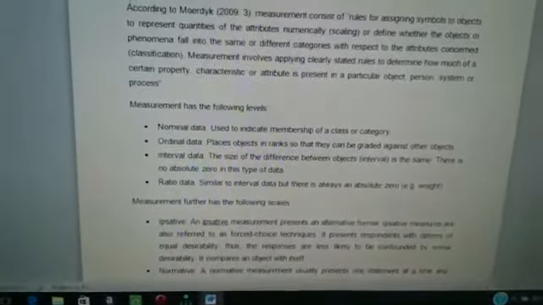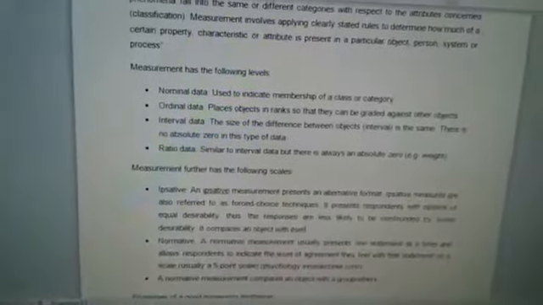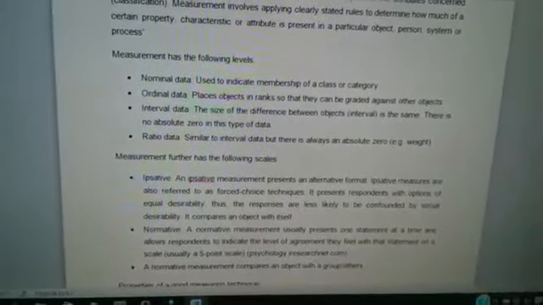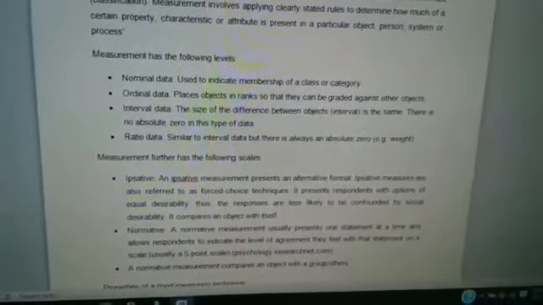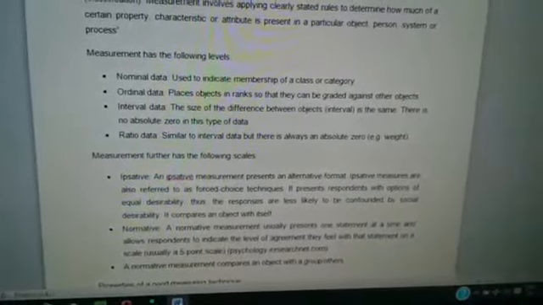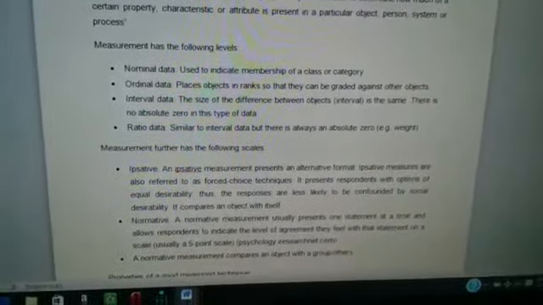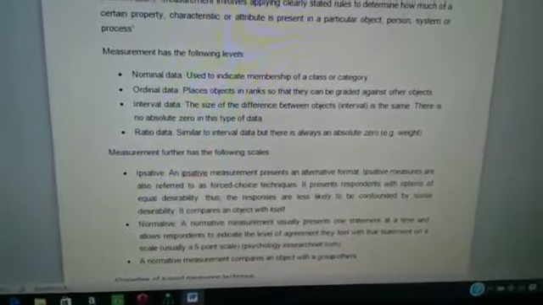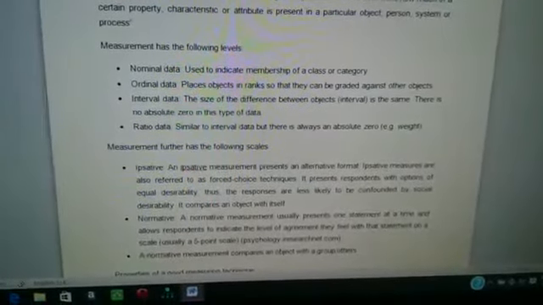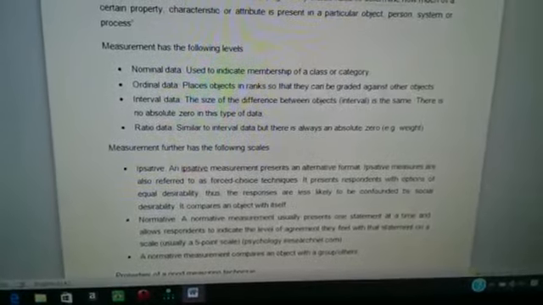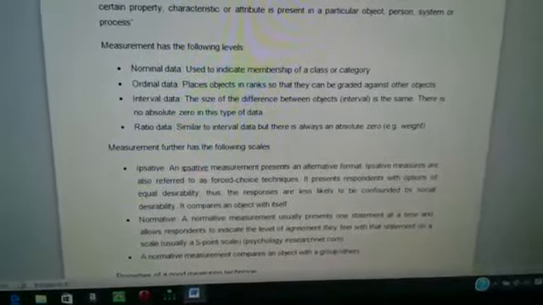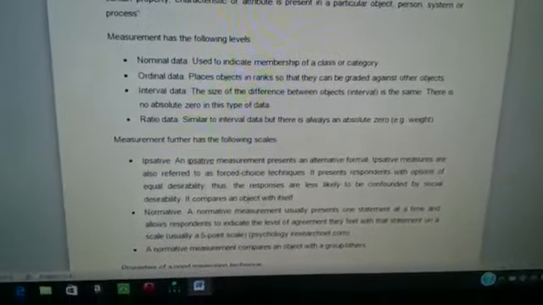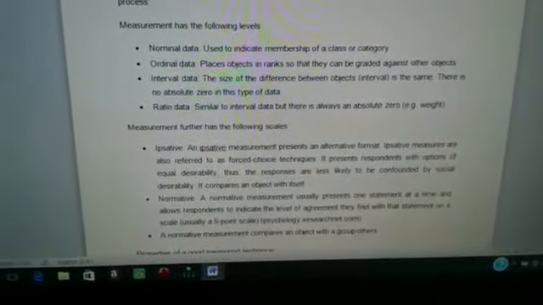Measurement further has the following scales. We have the ipsative scale, which presents an alternative format. Ipsative measures are also referred to as forced choice techniques. It presents respondents with options of equal desirability, thus the responses are less likely to be confounded by social desirability. It compares an object with itself.